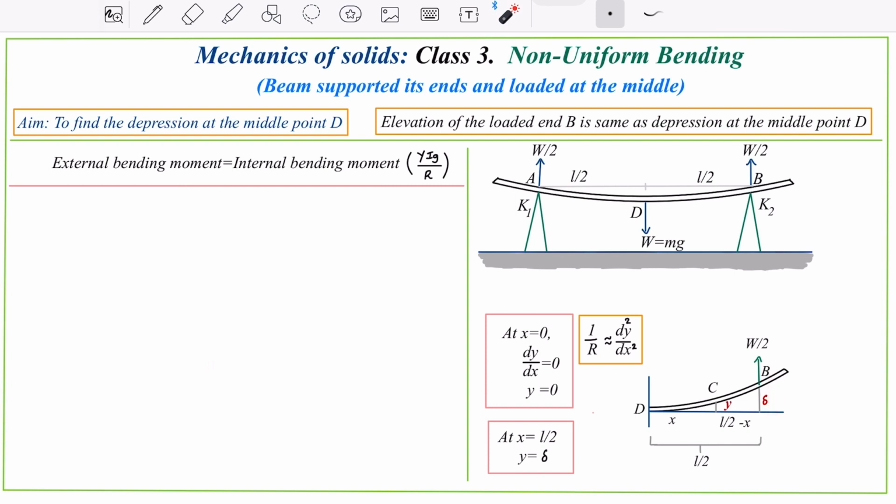Now once you find this elevation at the loaded end, that is equal to the depression at the middle point. Here you also have to consider the fact that the external bending moment is equal to the internal bending moment. What is the internal bending moment? That is equal to YIg divided by R, which we have already discussed.